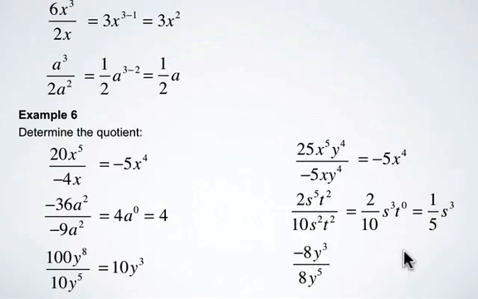And finally, negative 8y cubed divided by 8y to the 5th. Negative 8 divided by 8 is negative 1. y cubed divided by y to the 5 is 3 minus 5. I end up with negative 1y to the negative 2 because I'm working with integers here. 3 subtract 5 is negative 2.